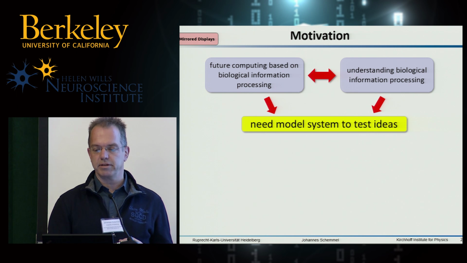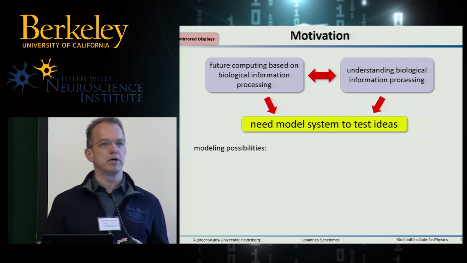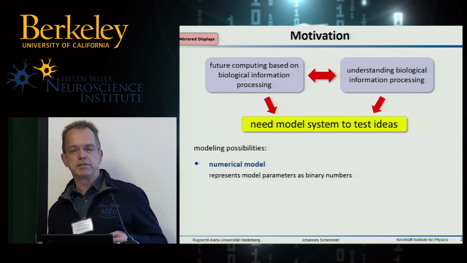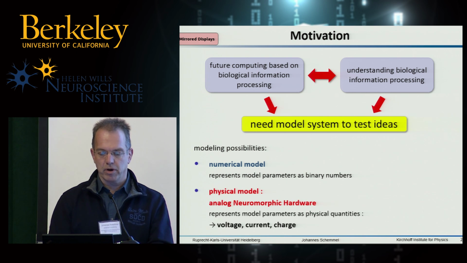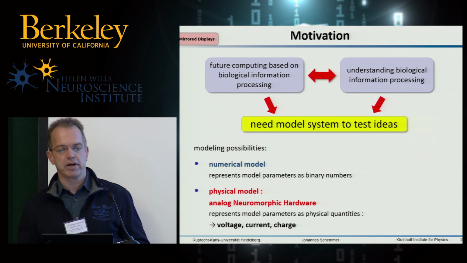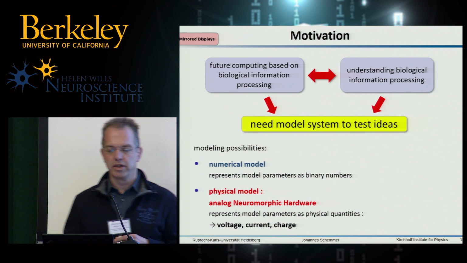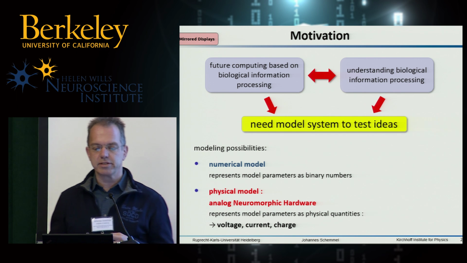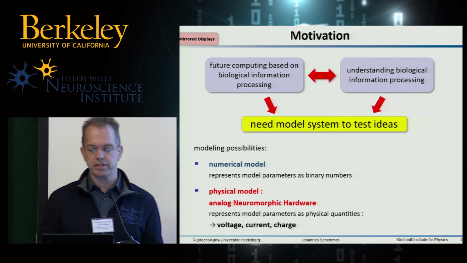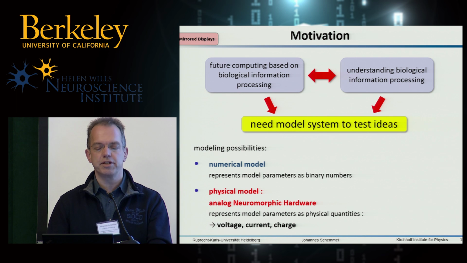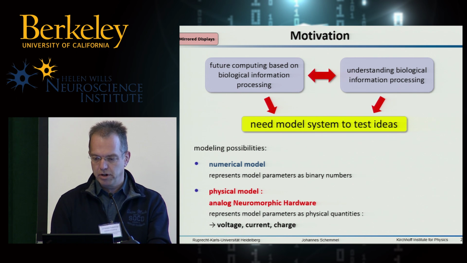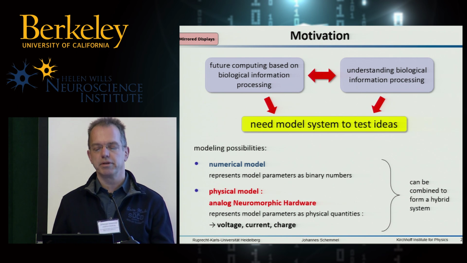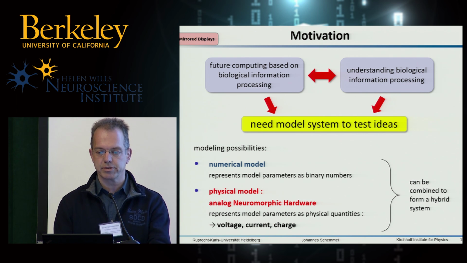And as far as I know, there are only 2 modeling possibilities at the time. You can build a numerical model, that means a computer simulation, or you can build a physical model, and that is what neuromorphic hardware or analog neuromorphic hardware is all about. And this physical model represents the model parameters as physical quantities. That means, as in nature, it's voltage, current, or charge. And we will see this later. You can combine both methods to form a so-called hybrid system.